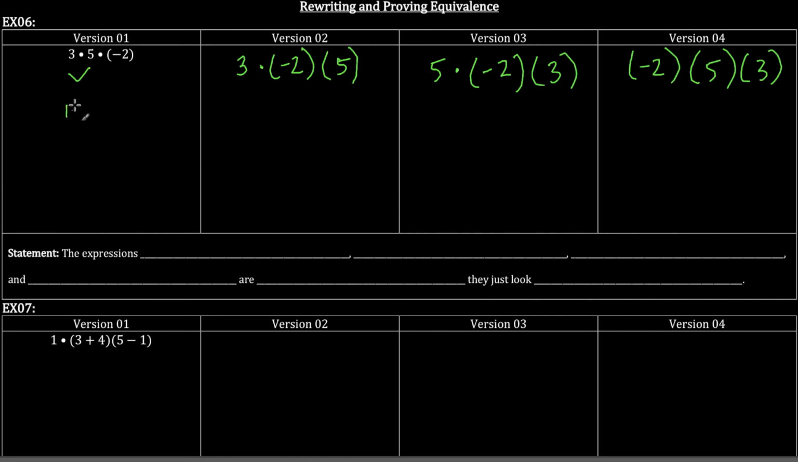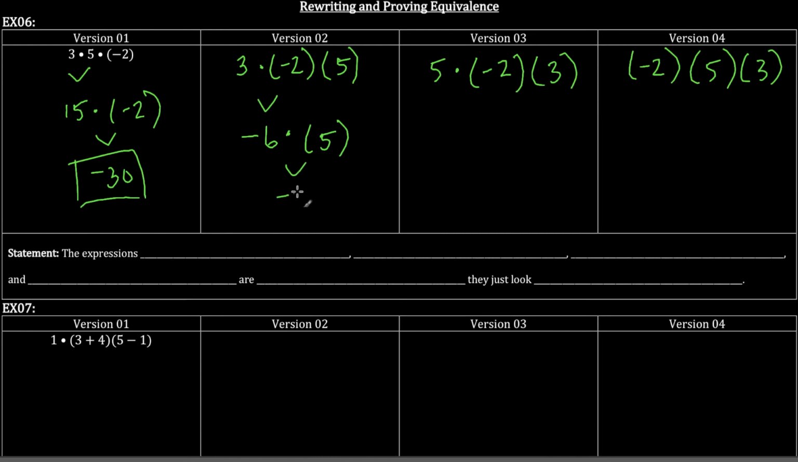3 times 5 is 15. 15 times negative 2 is negative 30. Positive times negative is a negative. So positive times negative is a negative 6. Negative 6 times 5 is negative 30. Cool. Don't just write the same answer for all of them, because sometimes people make mistakes in the first one and they don't find it until later.